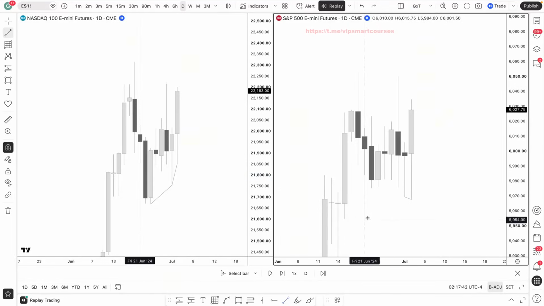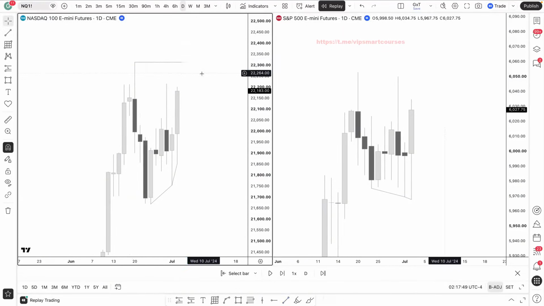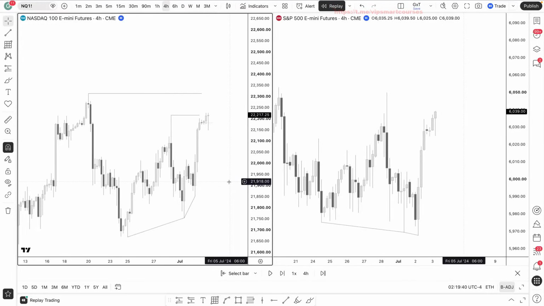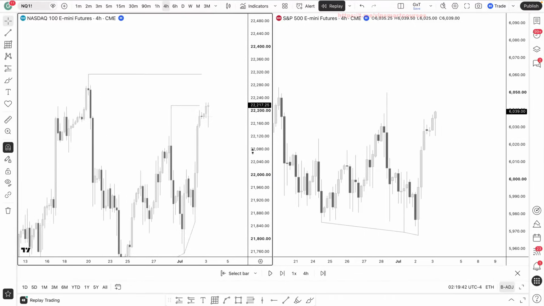And so we have some internal objectives on our way to this overall draw on liquidity, right? So we have this here. Let's go ahead and mark that out. And let's drop to the lower time frame and see if we print any continuation signatures when we engage with it.